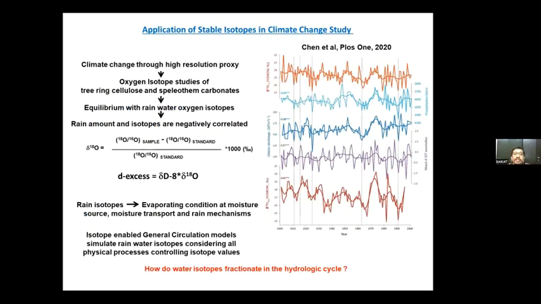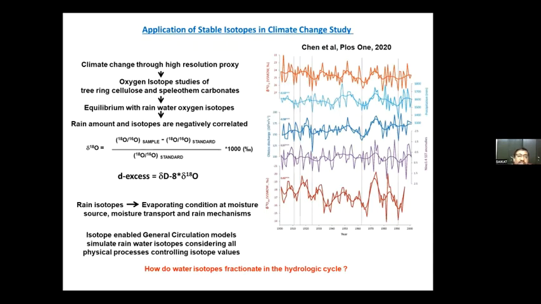So this is the application of stable isotopes in climate change study. When we study climate change using high resolution proxies, like speleothem or tree ring, they tell you information of the past, say at a resolution of 1 year, 2 years, or something in that scale. It can go to even 1,000 years, 3,000, 4,000, even 10,000 years long.